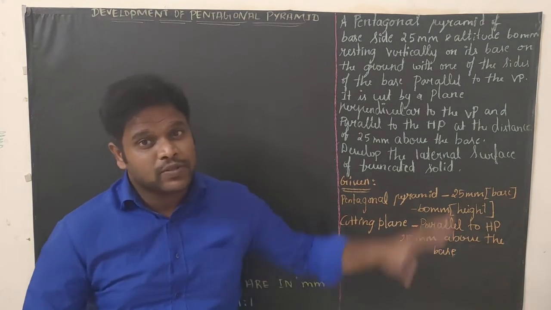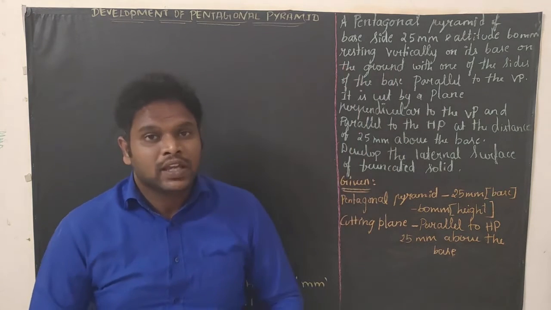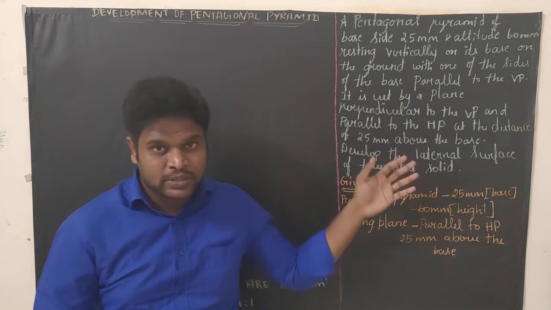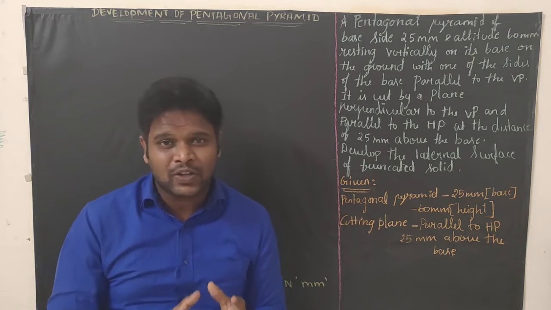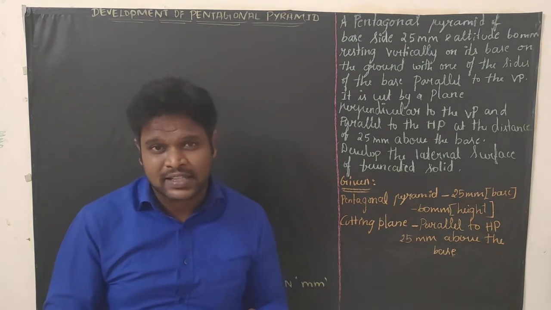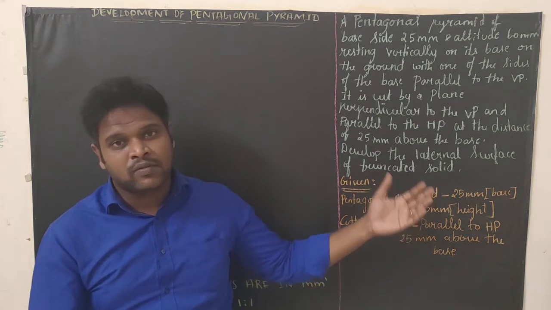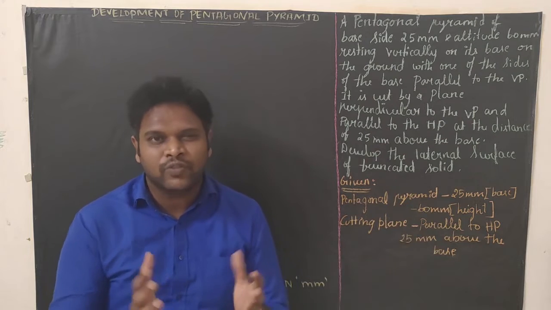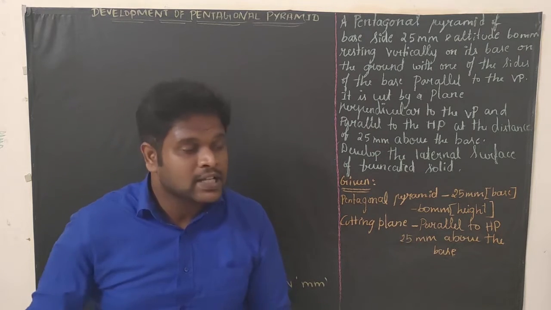In this video, we are going to see a problem on development of a pentagonal pyramid. Initially, I will explain the question, then I will explain how to write the given data from the question, then I will solve the problem step by step. Compared to section of solid, development of surfaces is very easy. We solved almost 15 problems in section of solid, and I have started solving problems in development of surfaces, 3 problems so far. I hope we will have 4 to 5 more problems in the upcoming days. So let us move to the video.